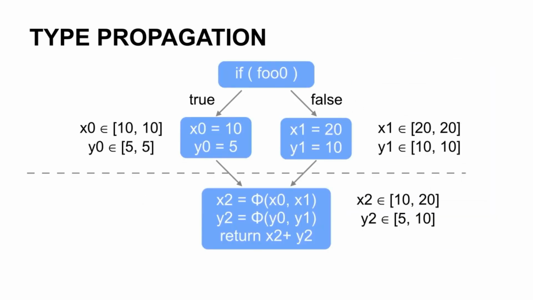And this interacts with our phis and SSA that we saw before. The type of x0 is 10, the type of y0 is 5, the type of x1 is 20, the type of y1 is 10. And from that, we can deduce that x2 is in the range 10 to 20, and y2 is in the range 5 to 10. And this is what HotSpot does.